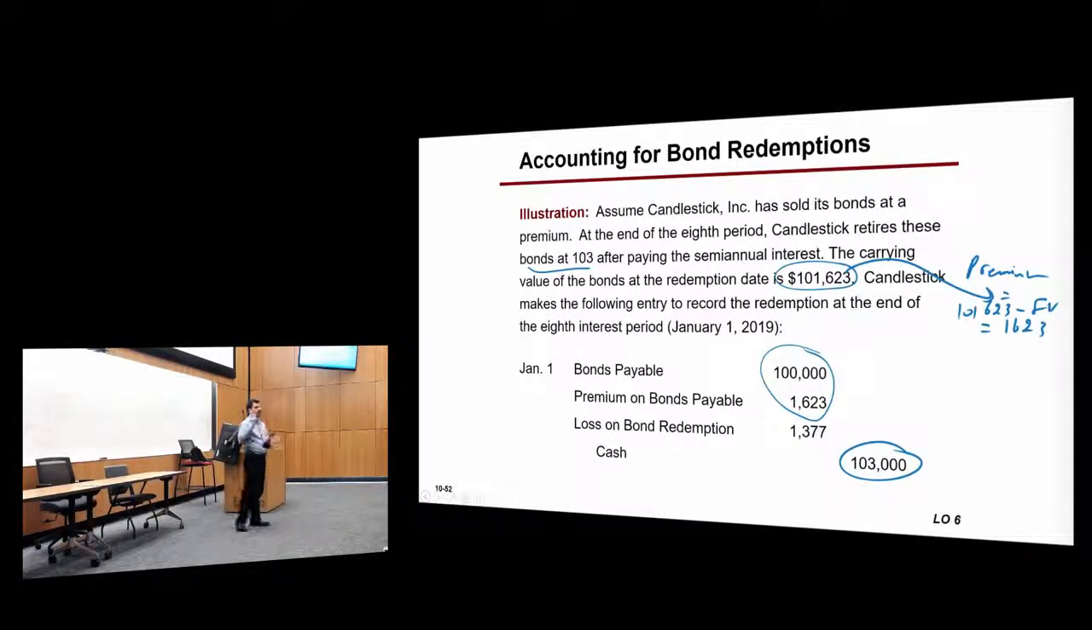So for every journal entry, you have debits equal to credits. So let's say here that the company, instead of redeeming them at 103, let's say that instead it was 101,000. Okay, if it were 101,000, what would you do? You would have here, again, the company paid less than its carrying value.